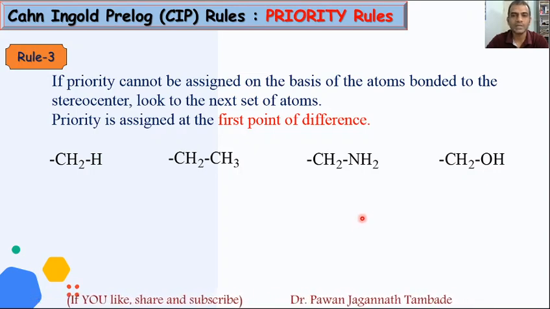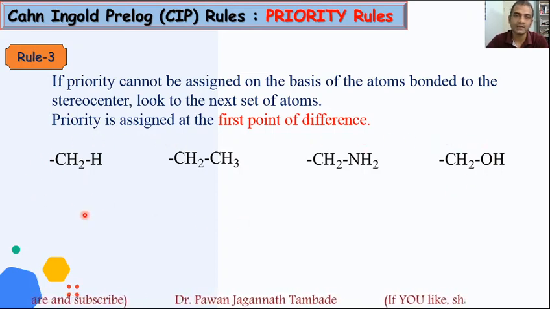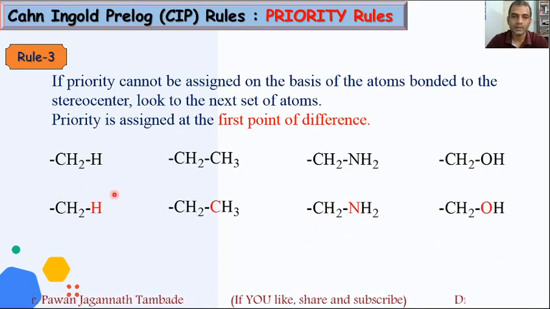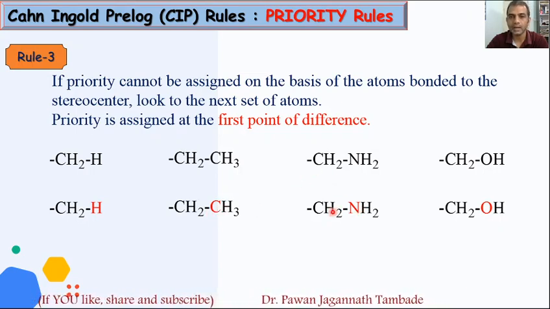So when we try to assign priority in such a case, in all the cases the atomic number of the attaching atom is the same, that is 6. So how to assign priority? In that case, we need to move to the second atom of the group. For example, here this carbon is further attached to hydrogens. This carbon is attached to carbon and hydrogens. This carbon is attached to nitrogen and hydrogens, and this carbon is attached to oxygen and hydrogens.